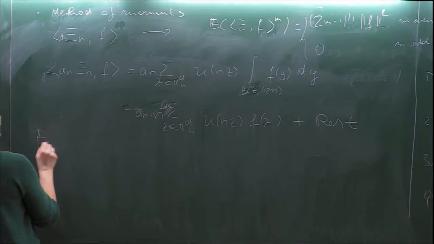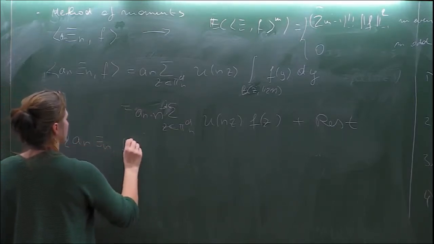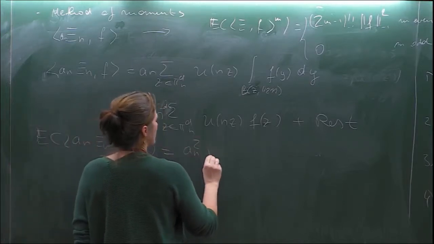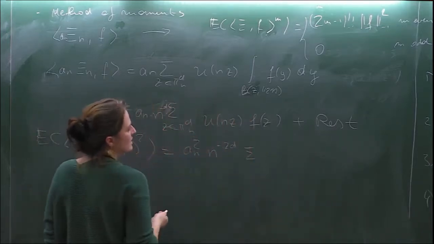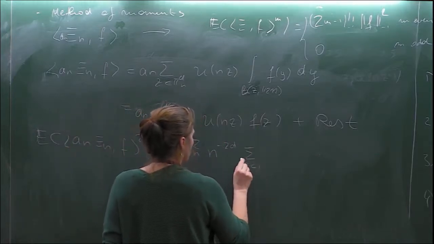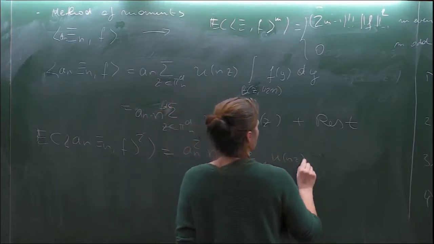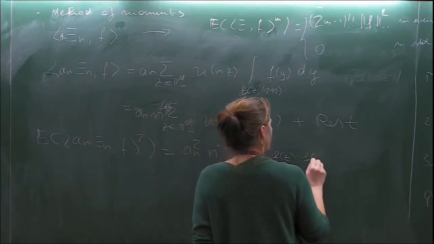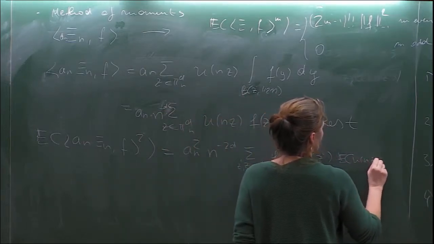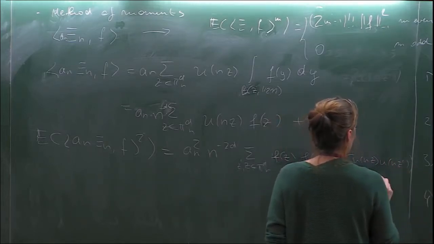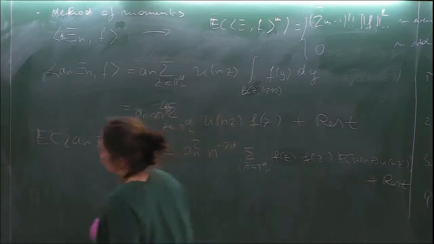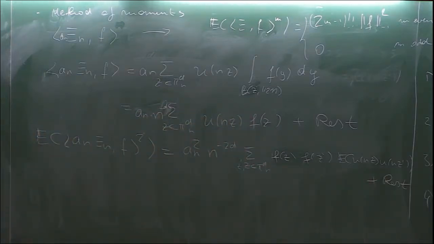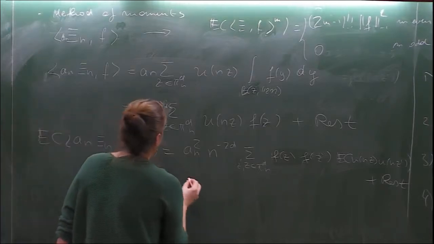Okay? So now if you look at the second moment, what you get? You get A n squared, you get n to the minus 2d, and if I just look at the first term, and then I have, of course, to show that the remainder will not matter, you get the sum over z, z prime of f z f z prime u n z, u n z prime plus some rest. All right, so we just have seen that this is more or less equal to this factor, which is one, which will be killed by this one times that.